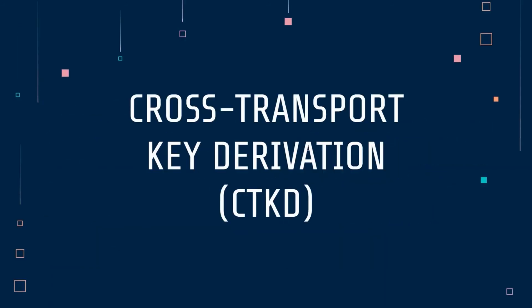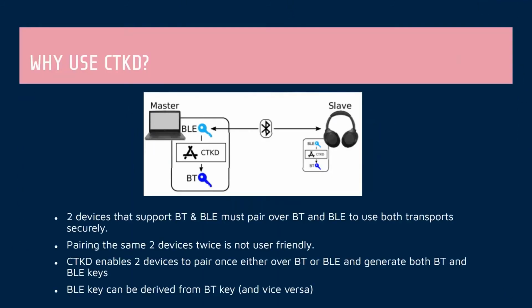To understand how key override can take place, we'll need to understand how CTKD works. CTKD is used because the issue of pairing the same two devices twice is not user-friendly. CTKD enables two devices to pair once, either over BT or BLE. A long-term key for BT can be derived from a long-term key which has already been shared when the two devices paired over BLE. This can happen both ways, BT key derived from BLE key or BLE key derived from BT key.